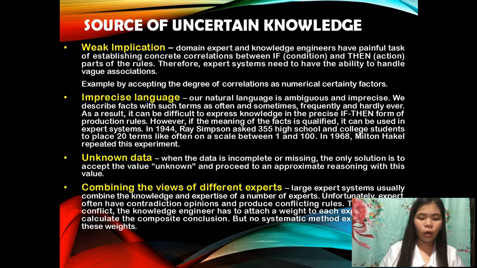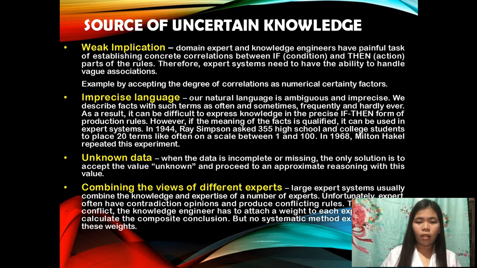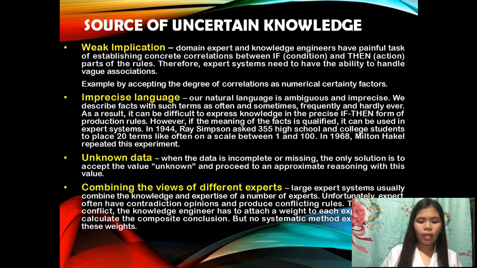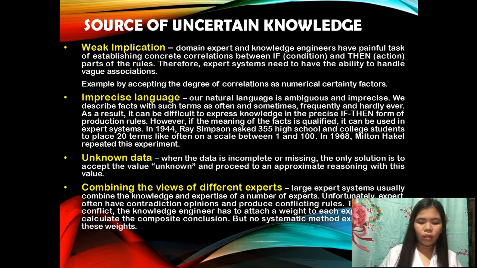In 1944, Ray Simpson asked 355 high school and college students to place 20 terms like 'often' on a scale between 1 and 100. In 1968, Milton Haeckel repeated this experiment. Unknown data. When the data is incomplete or missing, the only solution is to accept the value unknown and proceed to an approximate reasoning with this value.